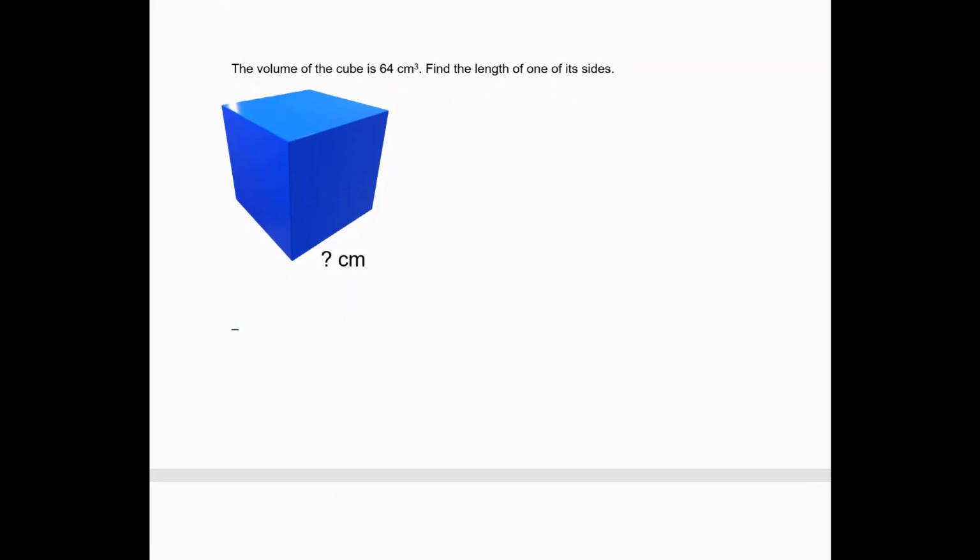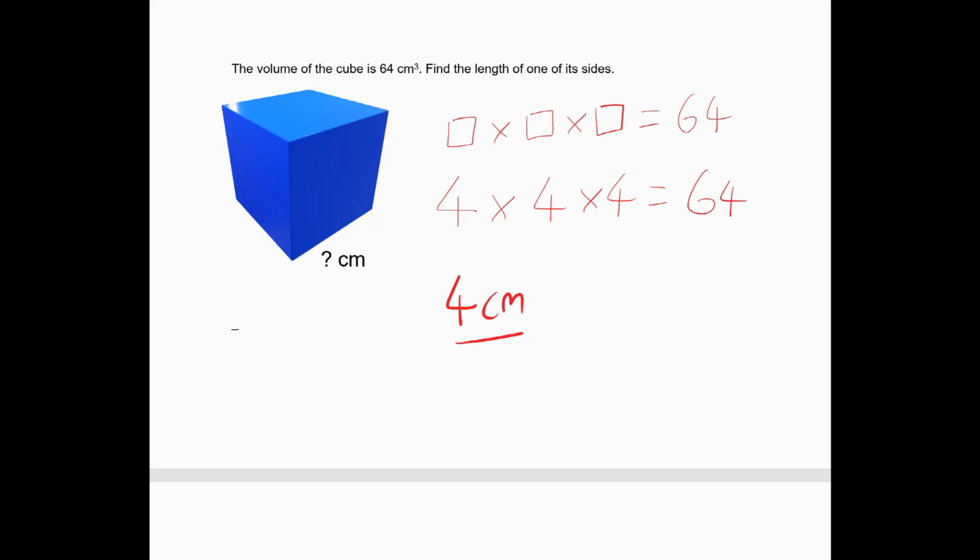You might also get a similar question with a cube. Now, you might be a bit confused here because you're thinking, well, I need to have a number now which I times by itself 3 times, and this time I need to get 64. But think about your cube numbers. The fourth cube number is 64. So in fact here, the length of one of the sides needs to be 4, because 4 times 4 times 4 gives me 16 times 4, which is 64. So the length of one of the sides needs to be 4 centimeters.